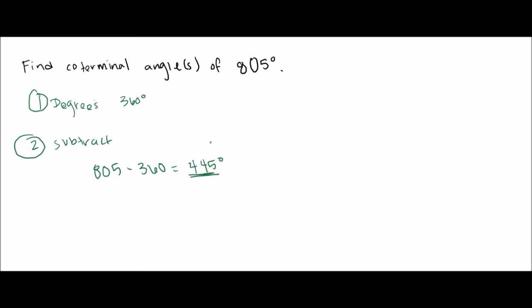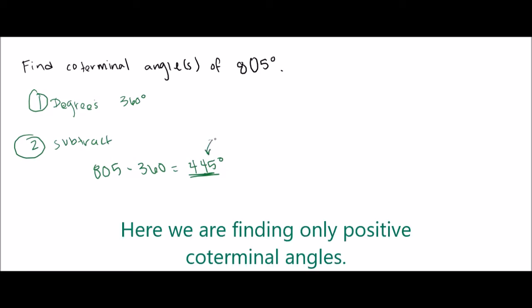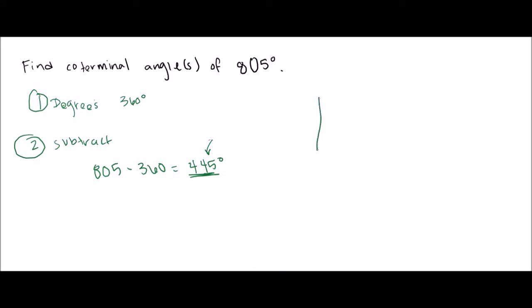All of our other examples, we ended up with something that is less than 360 degrees or 2 pi radians. In this case, we're going to have multiple coterminal angles because we have 445 as a coterminal angle. It will be in the same position, and we will have at least one more coterminal angle. So we're going to subtract 360 degrees again, and here we get 85 degrees.